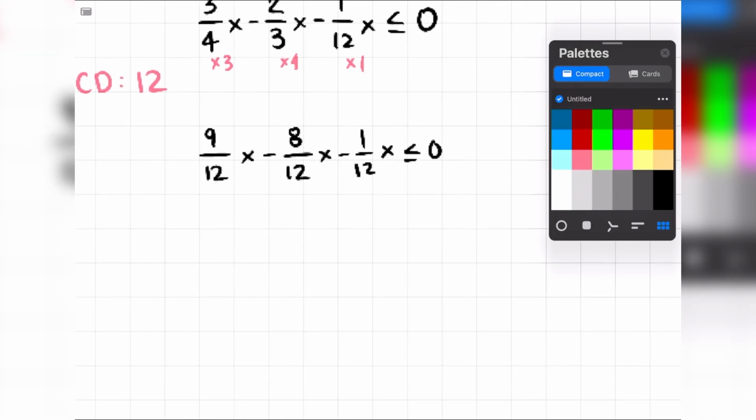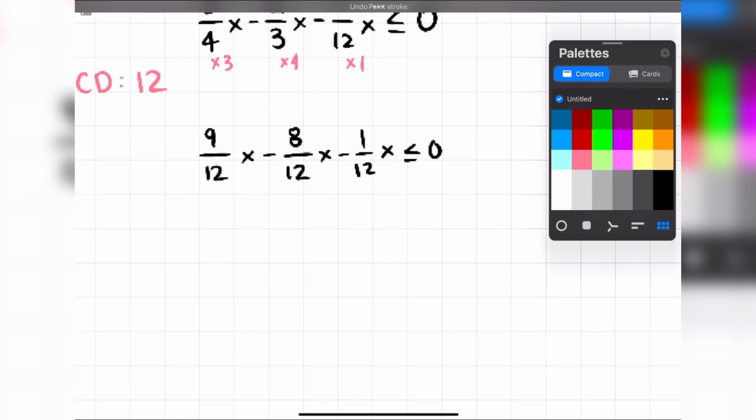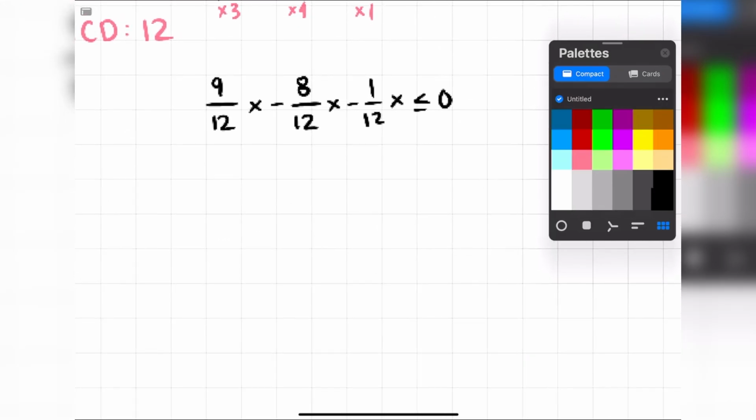now that they all have a common denominator, you can subtract them, right? Or you can combine them, right? So these guys, negative 8 over 12 and then negative 1 over 12, will get you what? That'll get you negative 9 over 12x. And then you add the other 9 over 12x is less than or equal to 0.